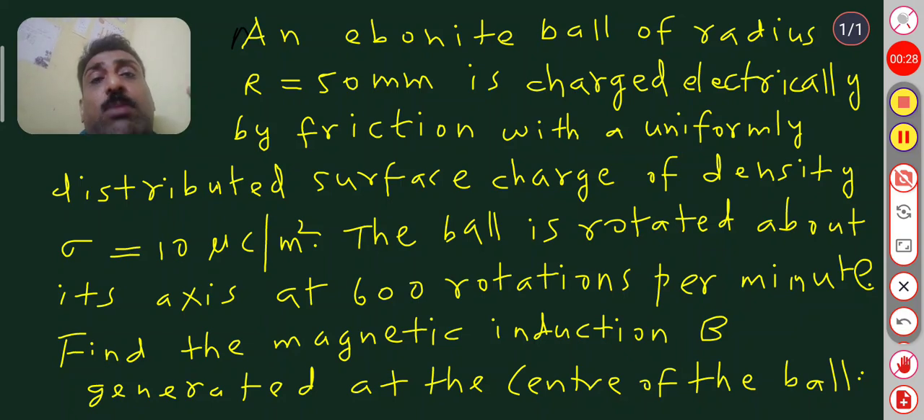So you have an ebonite ball which has a radius of 50 millimeter and it is charged by friction. It has a surface charge density of 10 microcoulomb per meter square. This ball is rotated about its axis at 600 rotations per minute. So find the magnetic induction generated at the center of the ball. You are asked to find the magnetic field intensity at the center of the ball.